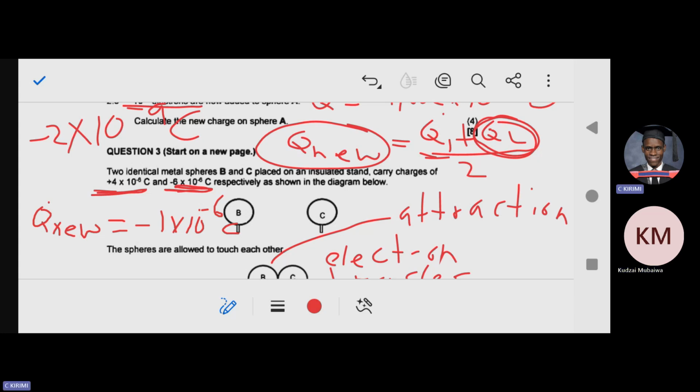Then, sir, what is your change in Q? That formula which I said, change in Q. You are talking of the charge which was transferred. So this is your Q new. You must write these formulas down. Change in Q is Q new minus Q initial. So what is your change in Q? It's Q new minus the initial.